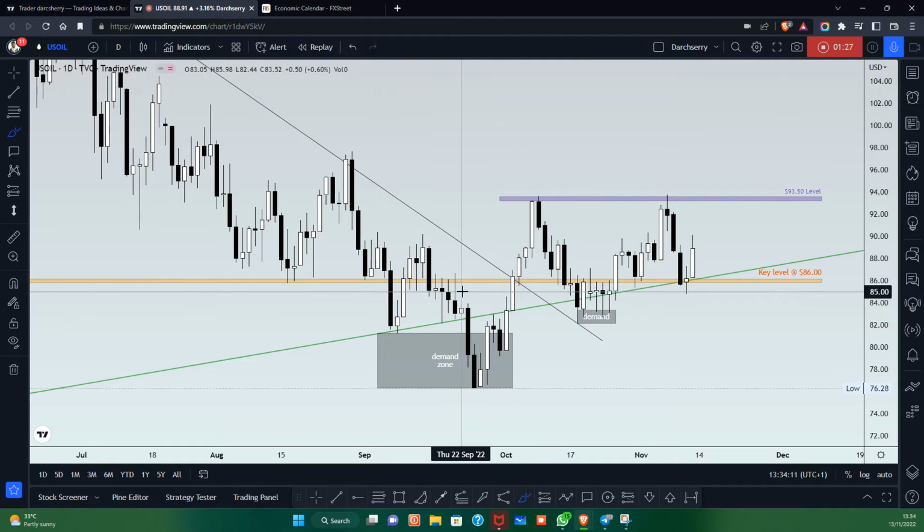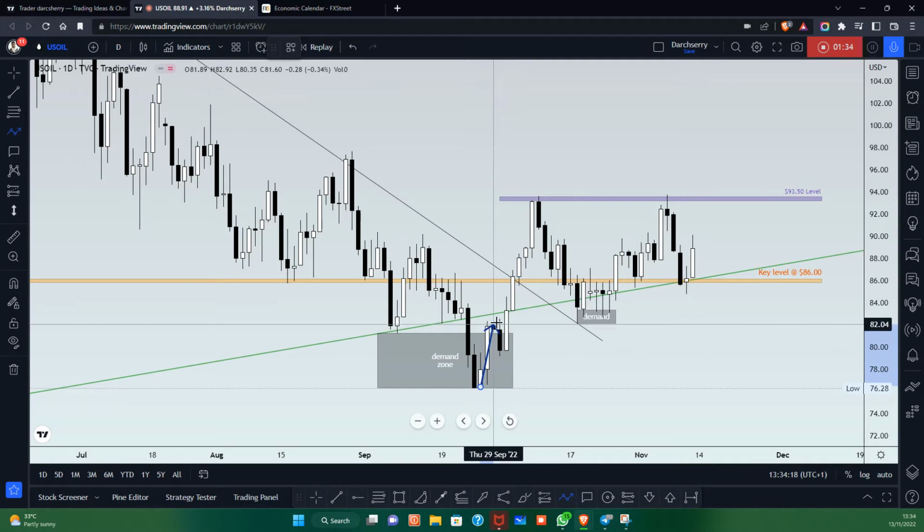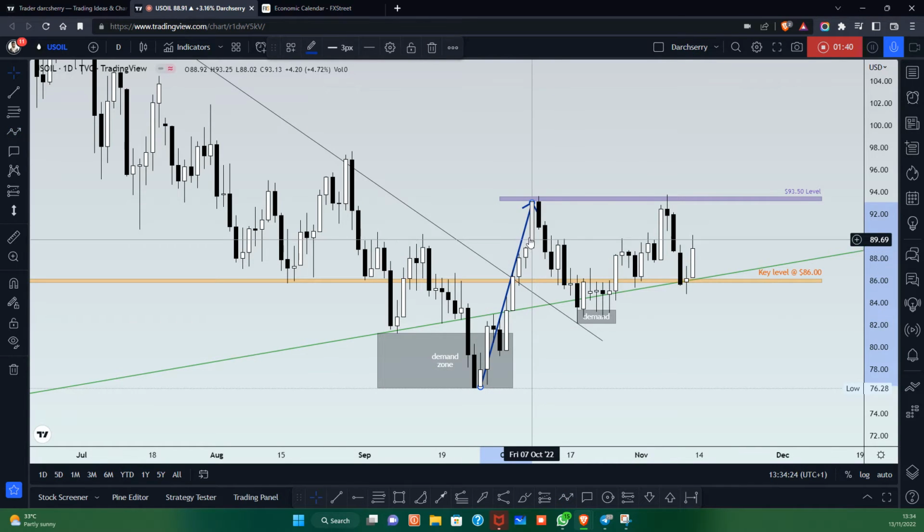However, following the selling pressure we noticed here, came the OPEC Plus meeting, where they decided to cut oil production, and this was reflected on the chart with this impulsive move that took price right into the $93.50 level area, where we started seeing selling pressure coming in from that area.